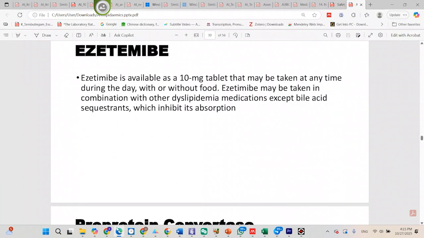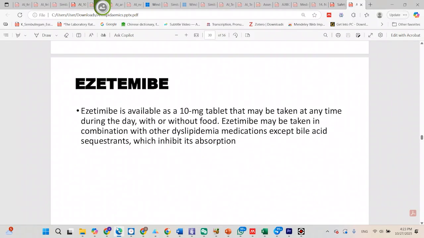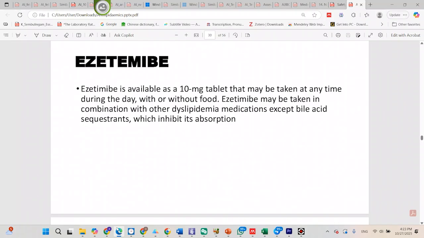Or let me say it's simple because I am a lecturer. So ezetimibe is available as 10 mg tablets, and this one can be taken at any time of the day, with or without food.